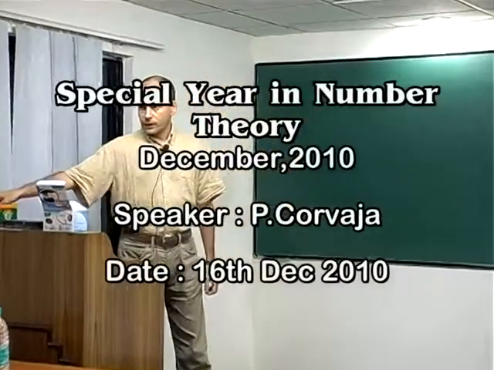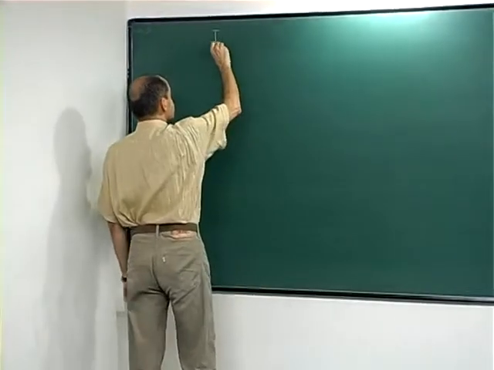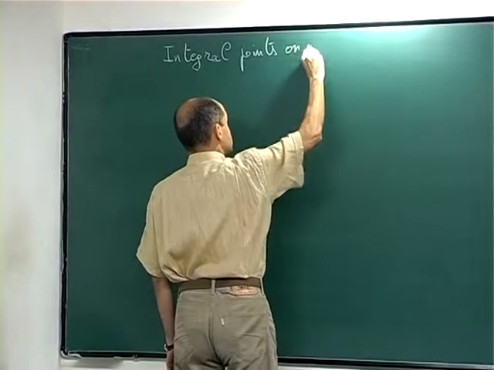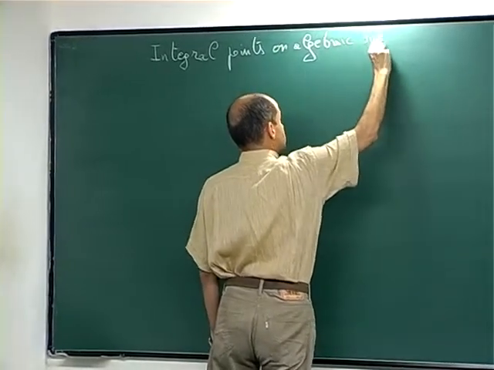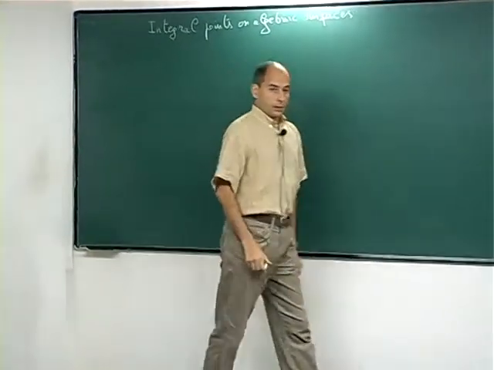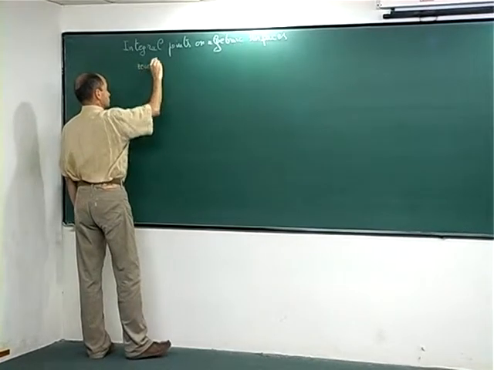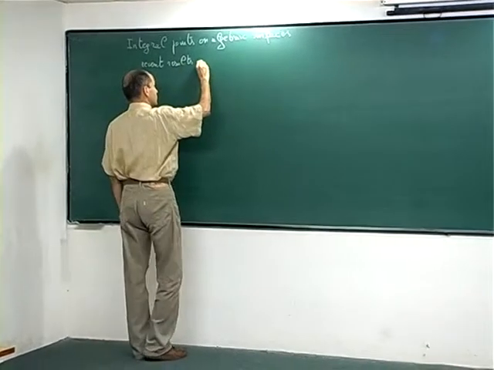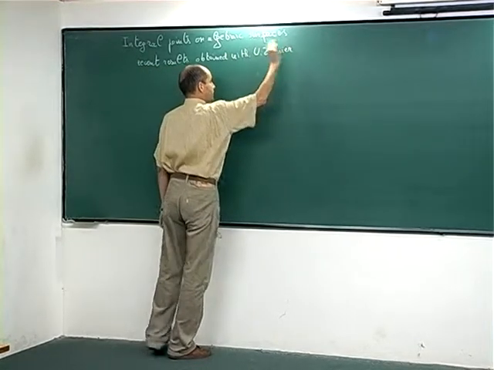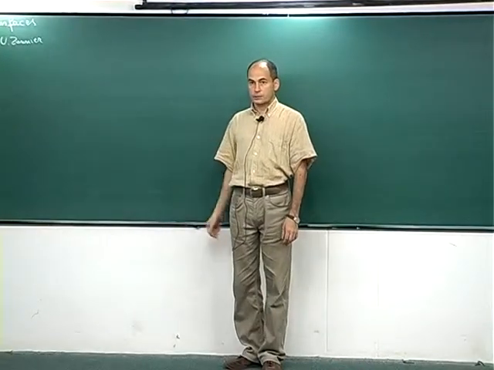So in this last lecture, I will present some recent results concerning integral points on algebraic surfaces. These recent results are a joint work with Umberto Zannier. Our method of proof is based on the subspace theorem, so it follows the pattern of our alternate proof of Siegel's theorem.